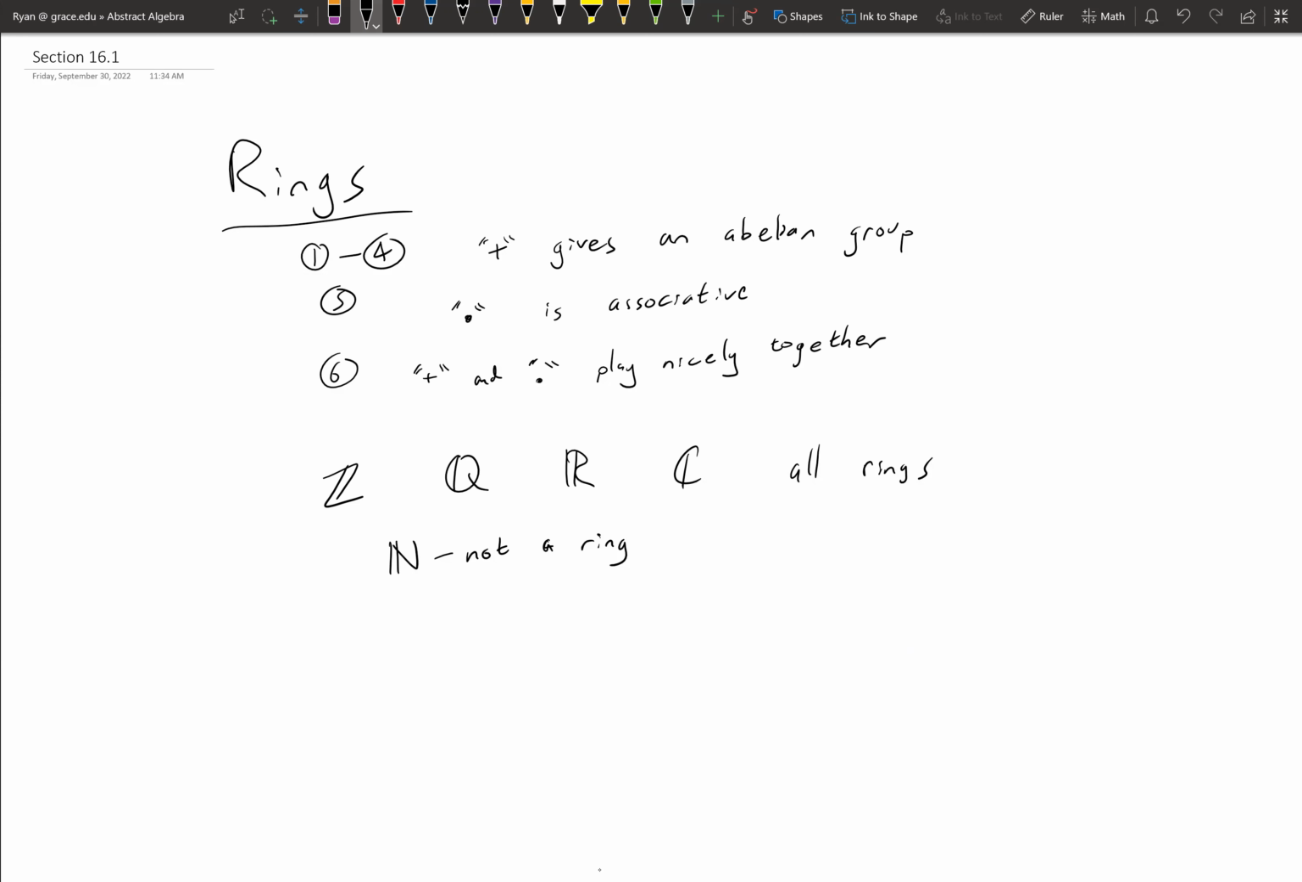Now, there are other things that are rings that are not just numbers. So for instance, the 2 by 2 matrices with real coefficients is a ring, right? And the addition and multiplication are just the addition and multiplication. So you've got your A, B, C, D plus E, F, G, H is component-wise: A plus E, B plus F, C plus G, D plus H.